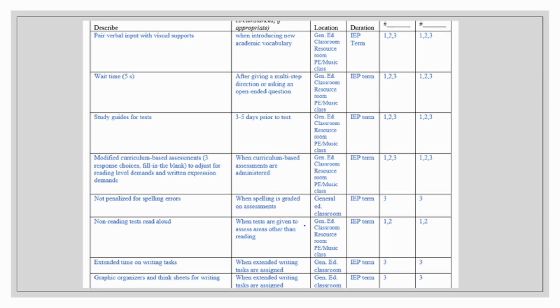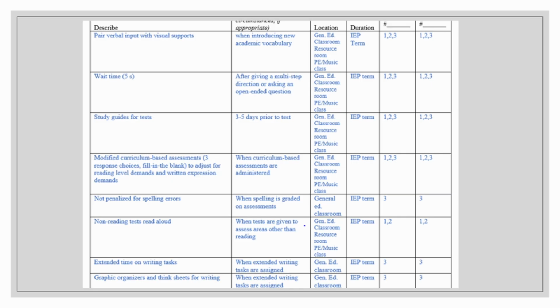Additional supports include wait time, study guides, modified curriculum, not penalizing for spelling errors, having non-reading tests read aloud, given extended time for writing tasks, and using graphic organizers and think sheets for writing. All of these supports are explained by providing descriptions of the frequency, location, and duration.